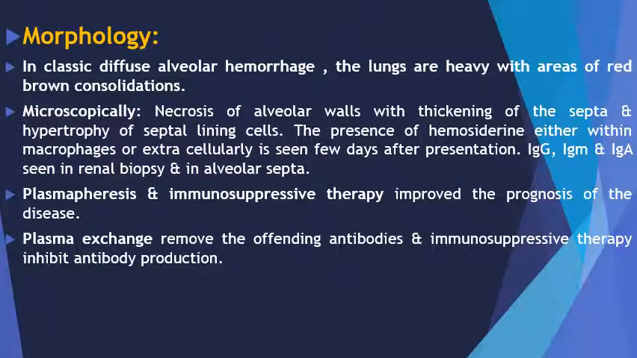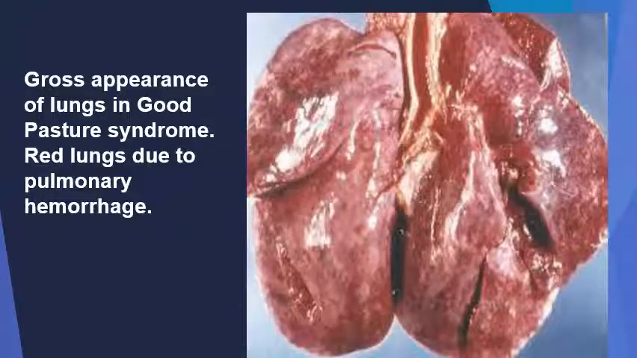Microscopically, the patient has necrosis of the alveolar walls with thickening of the septa and hypertrophy of septal lining cells, and there is hemosiderin either in the macrophages or extracellularly, which is seen a few days after presentation. Immunoglobulins such as IgG, IgM or IgA are seen in the renal biopsy and in the alveolar septa. Treatment of choice is plasmapheresis to remove the offending antibodies, or immunosuppressive therapy to inhibit the antibody action.